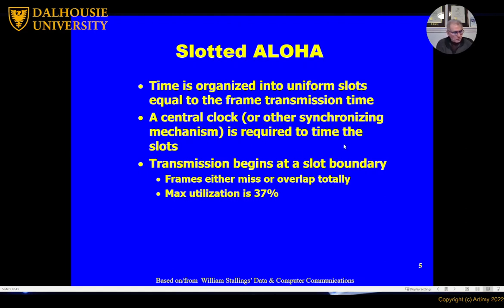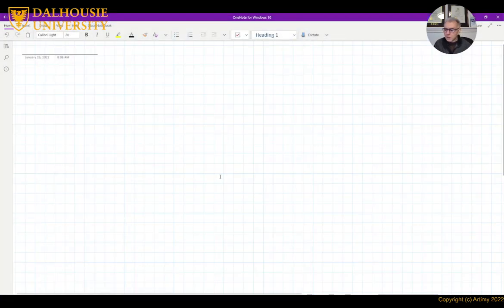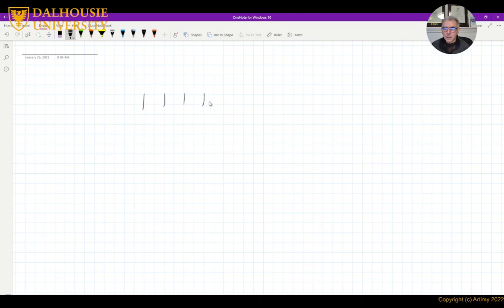So you only send at the beginning of the second. If we have the time divided this way, this is the 10th second, this is the 11th second, this is the 12th second, and so on. The actual time slot depends on how long it takes to send the frame. If the frame takes half a second to send, then the time slots are divided into half seconds each, rather than seconds. But anyway, it doesn't matter. We'll just call them time slots. So if station A, station B and station C want to transmit, they will transmit only at the beginning of the slot.